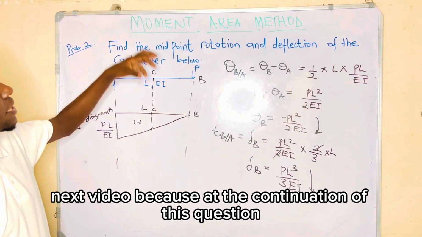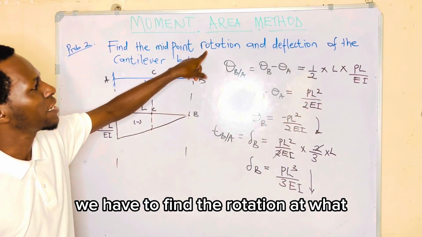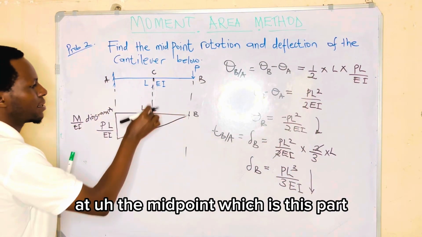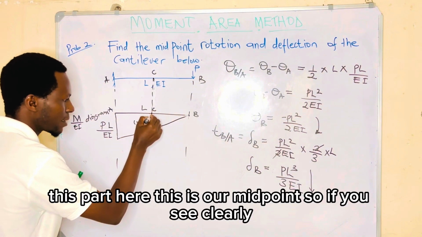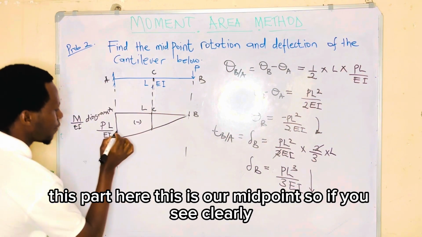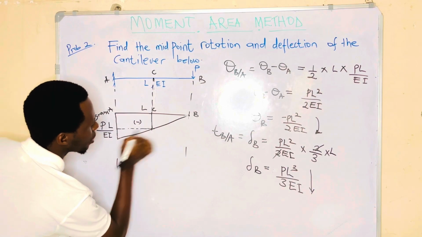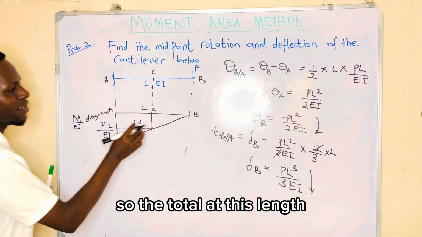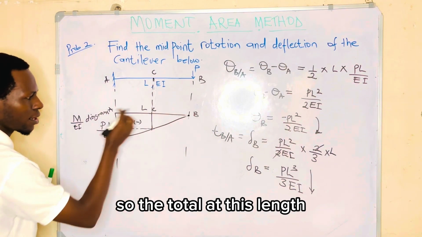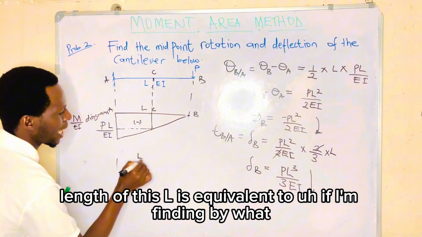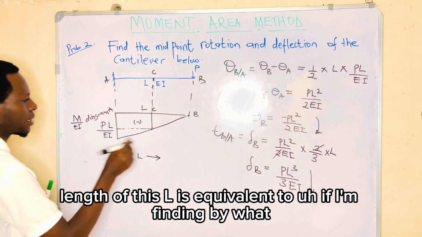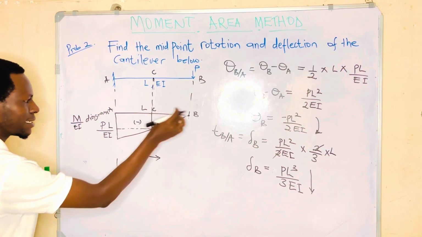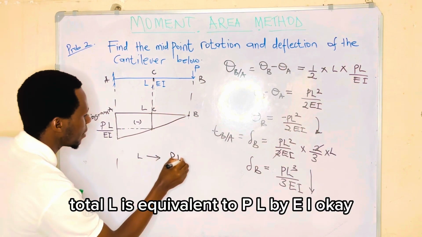Because in the continuation of this question, we have to find the rotation at the midpoint, which is this part. This is our midpoint. So if you see clearly, you'll find that this can be divided into a rectangle and a triangle. So the total length L is equivalent, by similarity, to PL by EI.